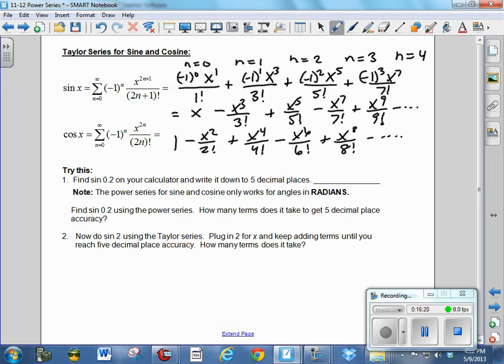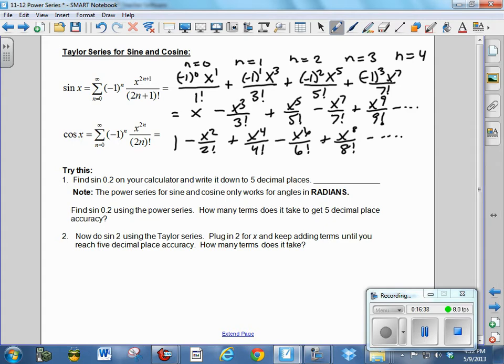Everything, all the powers are even powers, is what I meant to say. Now, let's do the same thing that we did for sine and cosine. And remember, with e to the x, it took me 10 terms to get e to the first, and it took me 13 terms to get e squared using the power series approximation.